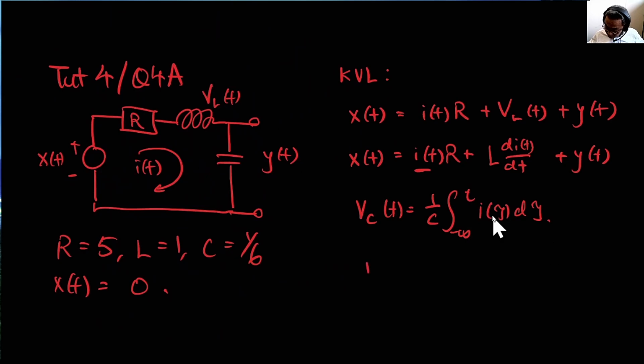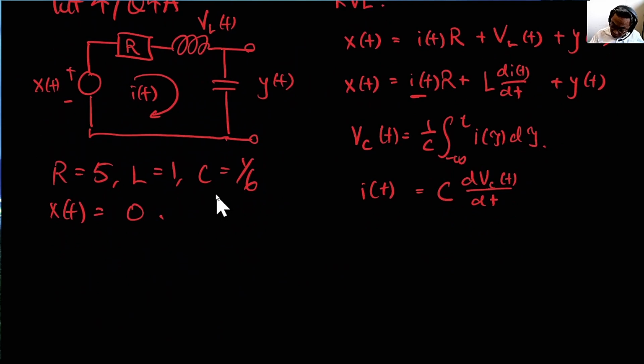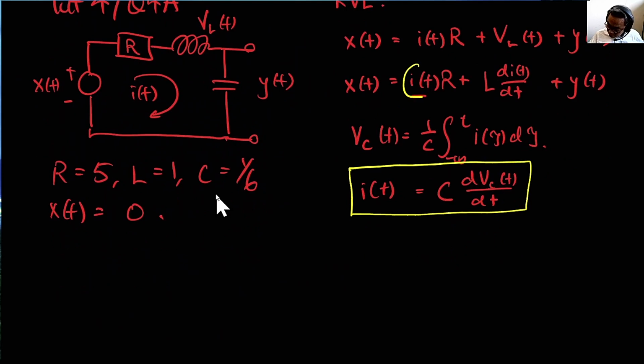We have another equation. The current across the capacitor is C dV_c(t)/dt. So the current across the capacitor has this equation. It is the differentiation of the voltage across time that will give us the current flowing across this capacitor. Now we have a chance to use this equation to substitute into here. And what about this guy?